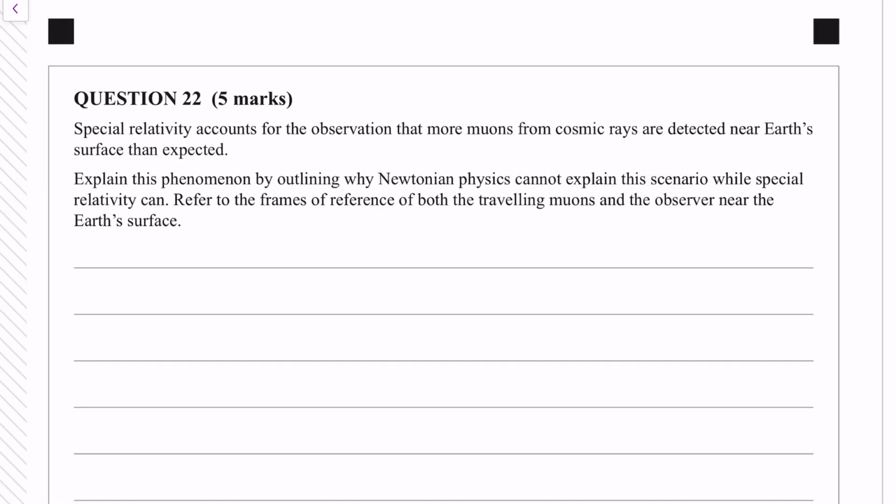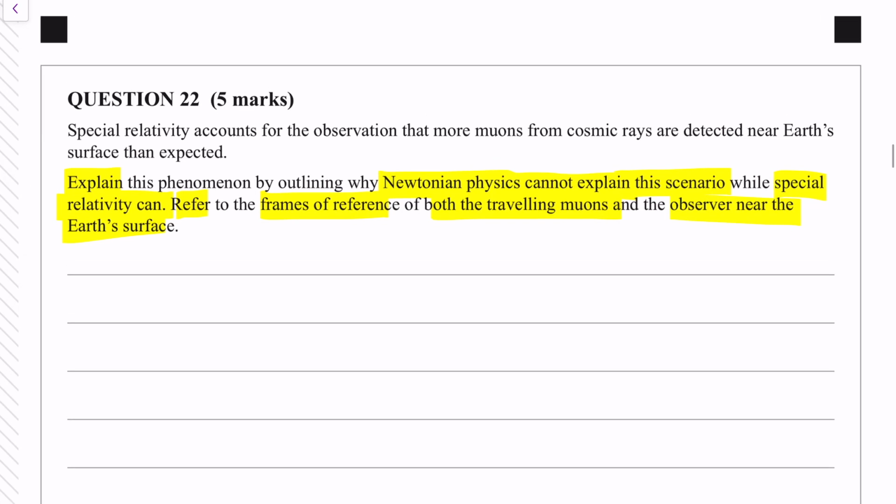So question 22. Special relativity accounts for the observation that more muons from cosmic rays are detected near Earth's surface than expected. Explain this phenomenon by outlining why Newtonian physics cannot explain this scenario, while special relativity can. Refer to the frames of reference for both the traveling muons and the observer near the Earth's surface. Okay, so I've just highlighted the key cognitive verbs as well as the key information that the question is really asking us to do. Okay, so let's break this down.